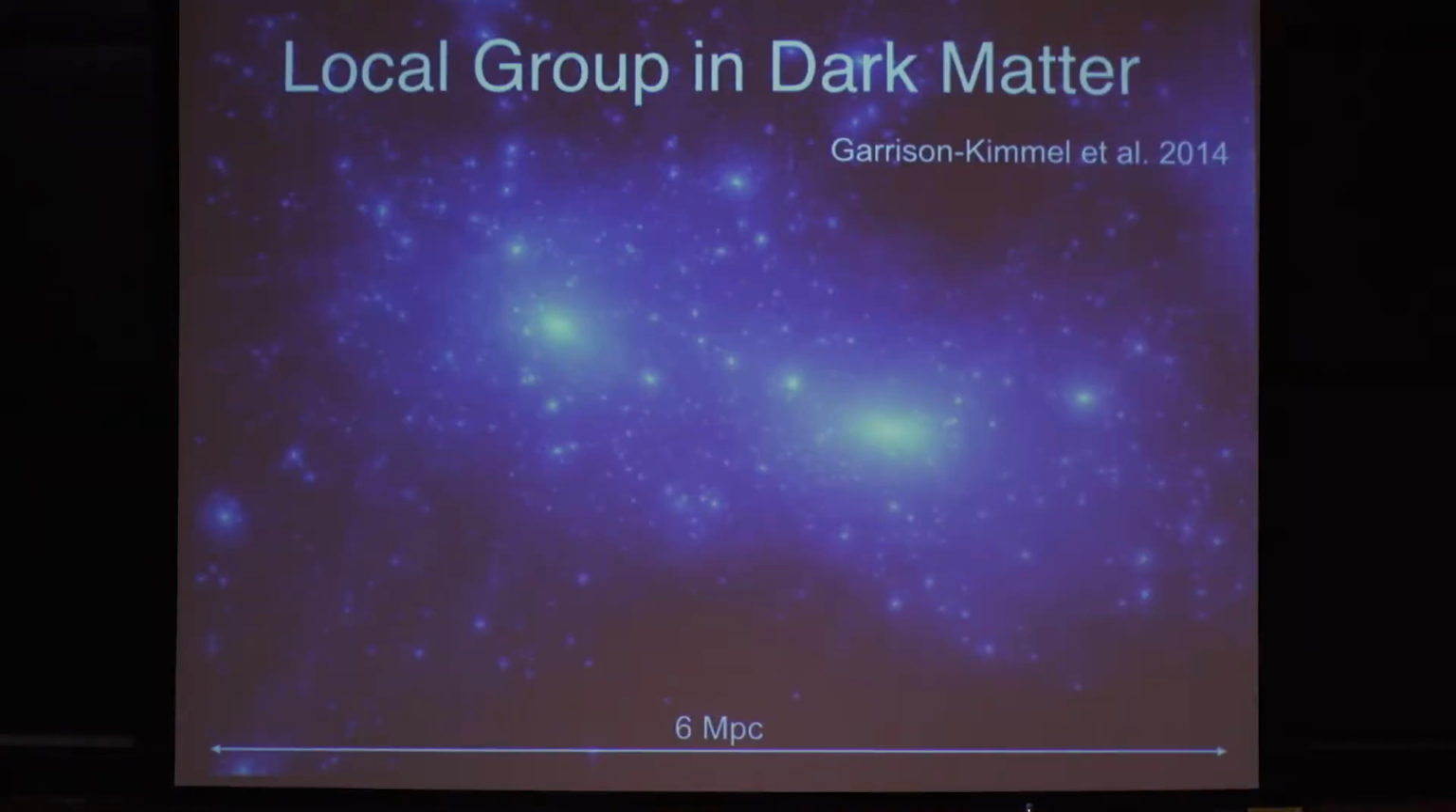So this is a dark matter only simulation representing what the dark matter very well might look like in the local group. Just to set a scale, this is about 6 megaparsecs across, and one of these big things is supposed to be the Milky Way and the other one's supposed to be M31. And then there's all these dark matter clumps everywhere around. Those are presumably the potential sites of dwarf galaxies. But of course, that's not what we see when we look at the local group.